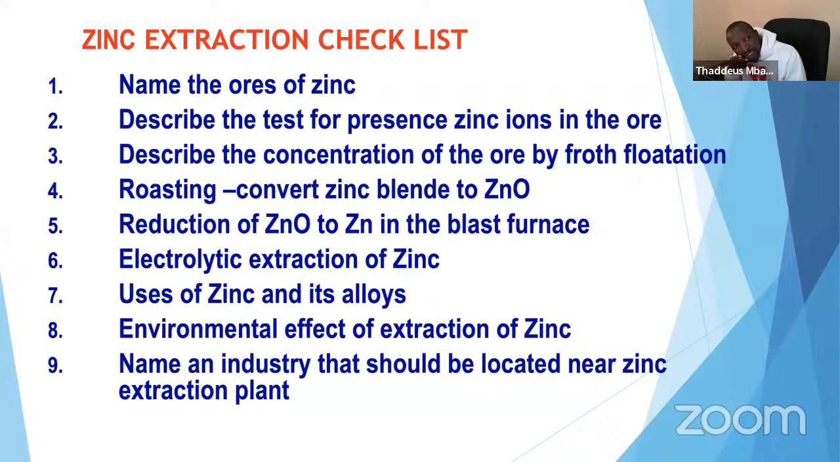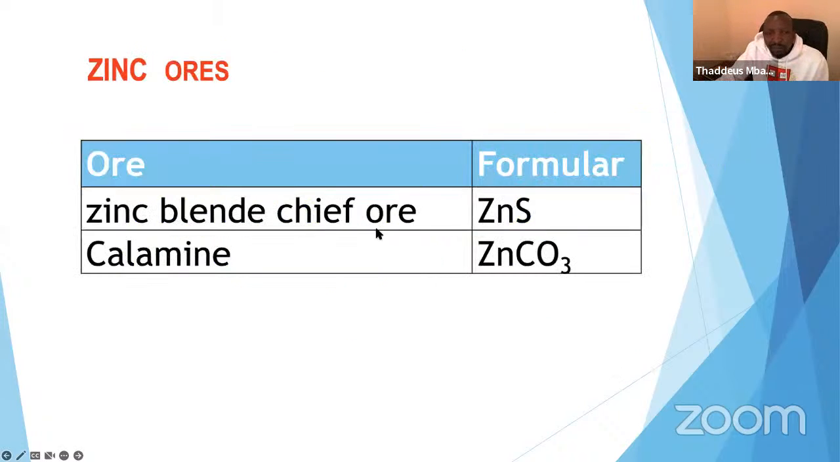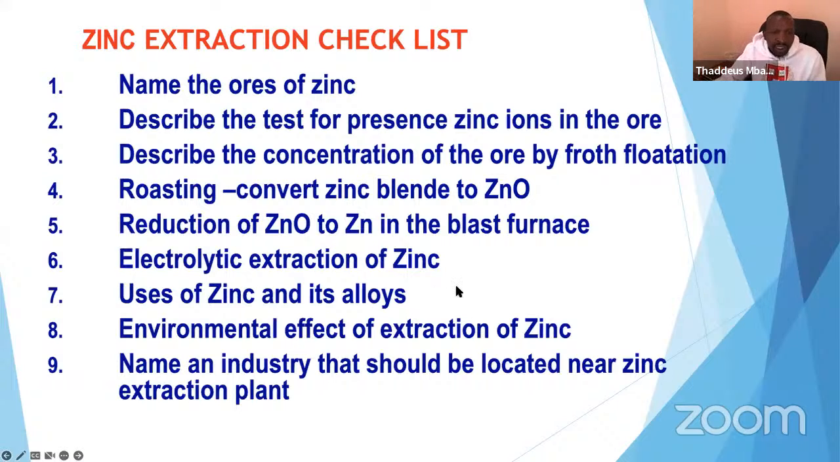So, extraction of zinc checklist. Name the ores of zinc, describe the test for presence of zinc ions. Describe the concentration of the ore by froth flotation, roasting. So here I am not going to repeat froth flotation because it's the same thing that we did. Roasting, convert the zinc blende to zinc oxide, reduction of zinc oxide to zinc in the blast furnace. Electrolytic extraction of zinc, uses of zinc and its alloys, and environmental effects of extraction of zinc. Name industry that should be located near the zinc extraction plant.